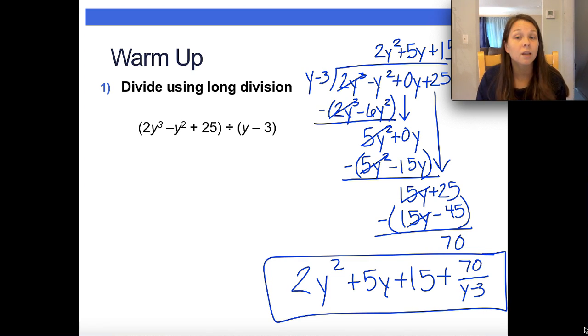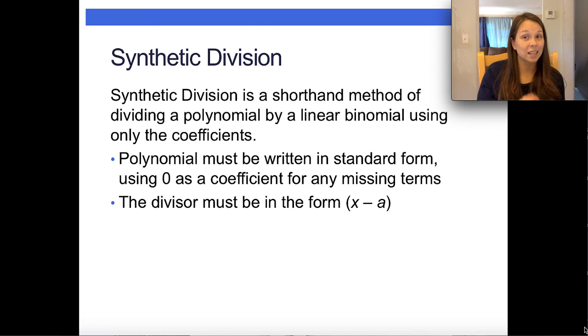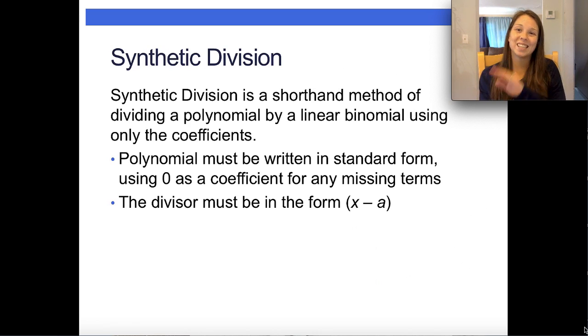So again, long division, yes, is a lengthy process, but is a repetitive process. Today we're going to take a look at synthetic division though, which is less lengthy and still slightly repetitive. So synthetic division is a shorthand method of dividing a polynomial by a linear binomial using only the coefficients. Polynomials must be written in standard form using 0 as a coefficient for any missing terms. Notice that that first bullet point is the exact same as what we had to do with long division and what we applied in the warm-up, inserting that 0y for the missing term.